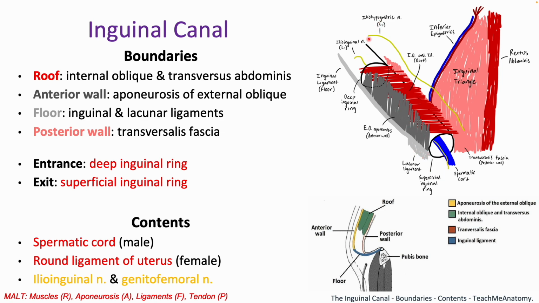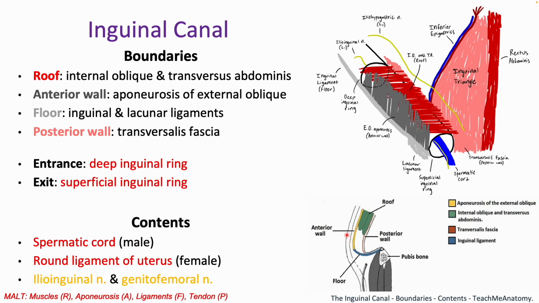We also have our iliohypogastric nerve that you'll see in lab that does not run through the canal. So the iliohypogastric does not run through the canal. It runs external to it up here. But also running through the canal is our genitofemoral nerve, and we'll talk a little more about those in a second.